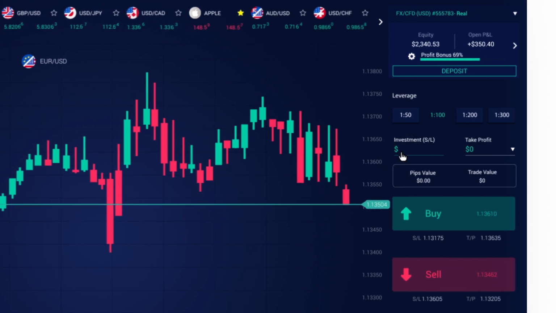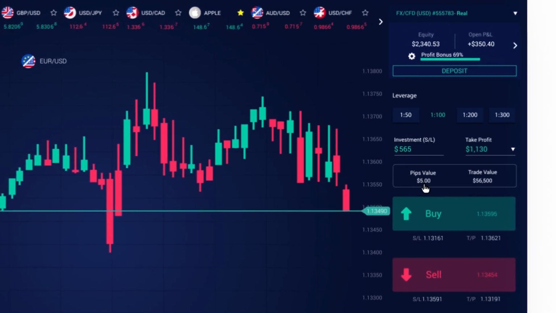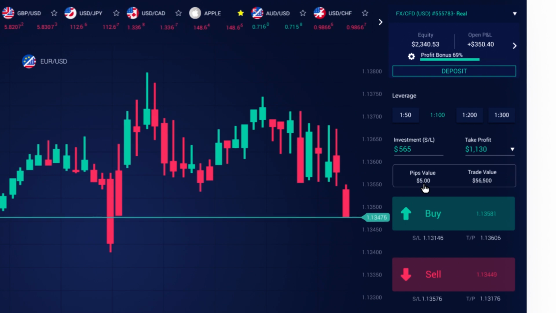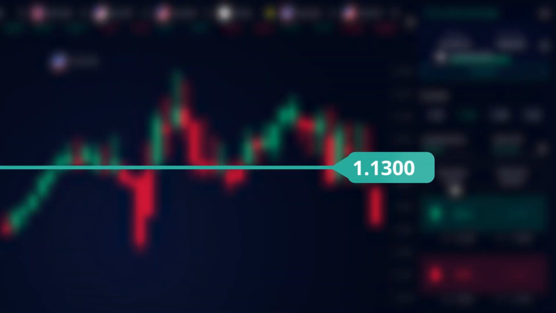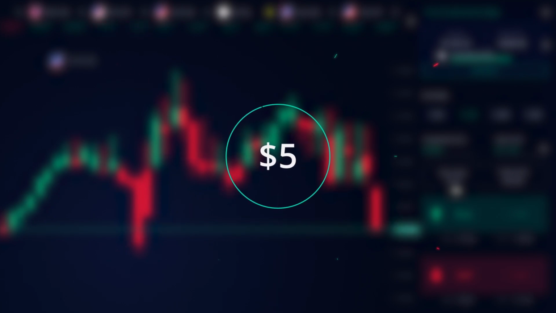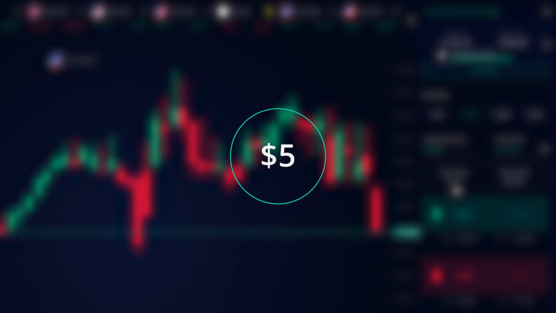Let's look at an example. If the pip value for a trade on EUR USD is $5 and the price increases from 1.1300 to 1.1301, it means that you just won $5.